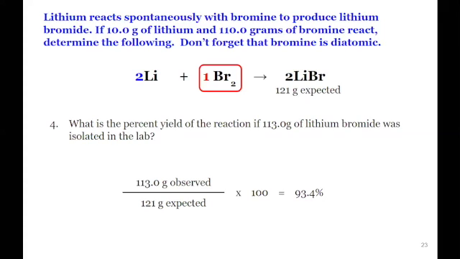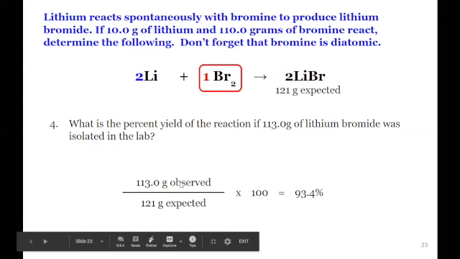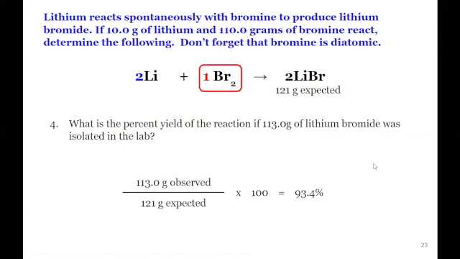And this is asking for what's the percent yield of the reaction if 113 grams of lithium bromide was isolated in the lab. So imagine we actually did a lab on this and you only got 113 grams. Well, we learned from the stoichiometry, it always tells us the expected amount, which is 121 grams. And you always take your observed, which is 113, which we isolate in the lab, and we divide by 121. And then we just multiply by 100 to get to a percent, which is about 93.4%. And that is how the yield works.